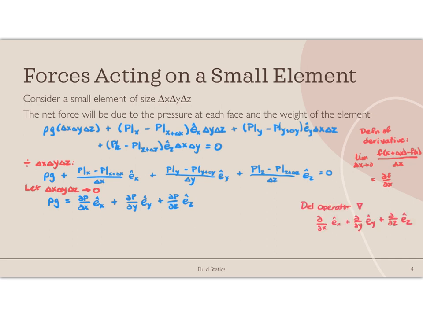Now this may look familiar to you from your Calculus 3. If not, this is a new opportunity to learn it. But this really should look a lot to you like the del operator. So this is the del operator operating on the variable p. Del being d dx in the x direction, d dy in the y direction, and d dz in the z direction. And so therefore what we have come up with is that rho g is equal to del of p.